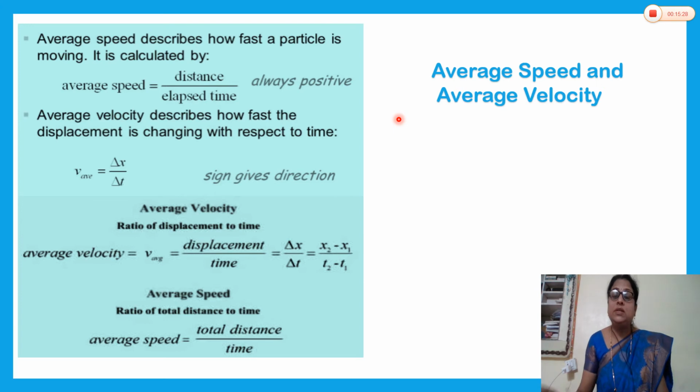And to cover this distance, the total time required is suppose 2 hours. In 2 hours, our car cover the distance 100 kilometer. In that case, how we find the average speed? We say that 100 upon 2, that is 50 kilometer per hour. We easily calculate that our car was moving at the speed of 50. So that is the average speed. And the average velocity is total displacement upon time.